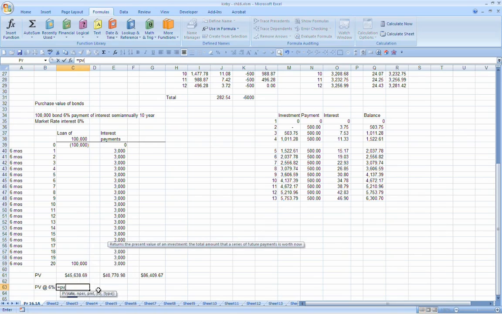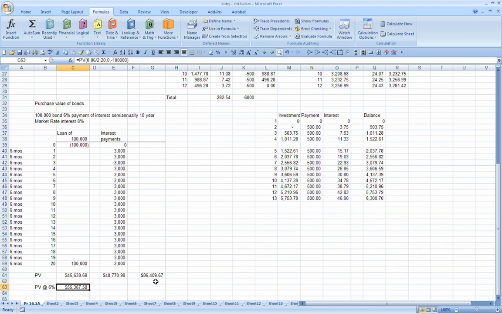It still would be present value of 0.06, the stated rate, or the rate I desire to earn, divided by 2, because there's 2 periods per year, comma, 20 periods, comma, 0 payment, comma, future value is that 100,000 as a minus. So the present value, if I only want to earn 6%, the present value of that 100,000 is more than if I wanted to earn 8%.